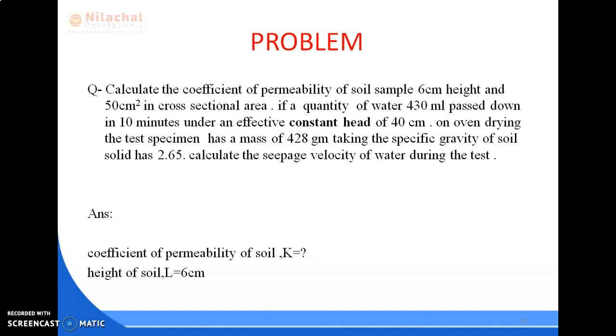Calculate the coefficient of permeability of a soil sample 6 cm in height and 50 cm² in cross-sectional area, if a quantity of water of 430 ml passed down in 10 minutes under an effective constant head of 40 centimeter. On oven drying, the test specimen has a mass of 420 gram.